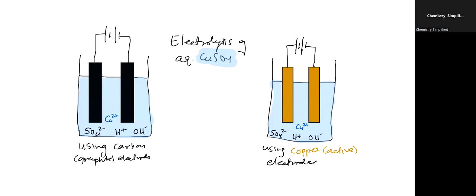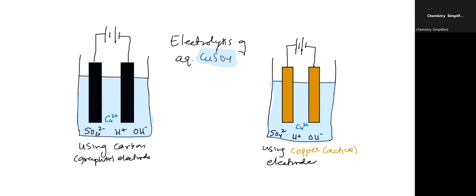Okay, this is the comparison of electrolysis of copper sulfate using carbon electrodes, which is graphite, or they can ask you platinum also here. And another one is copper electrode, which is an active electrode. Okay, we know that carbon is an inert electrode, copper is an active electrode. So, inert and active electrode comparison.